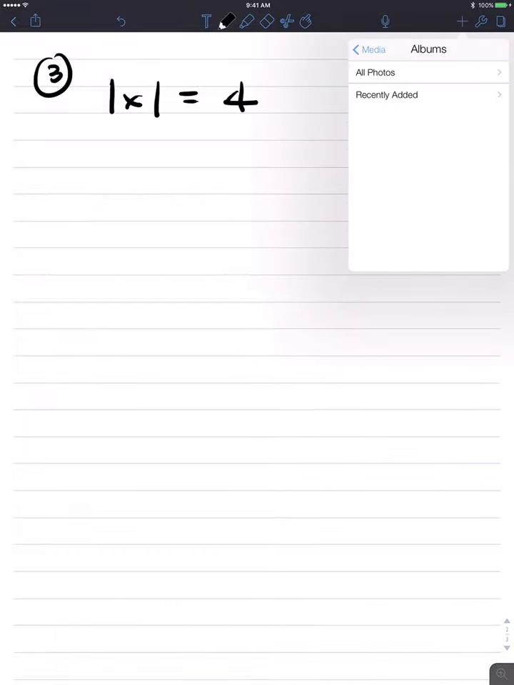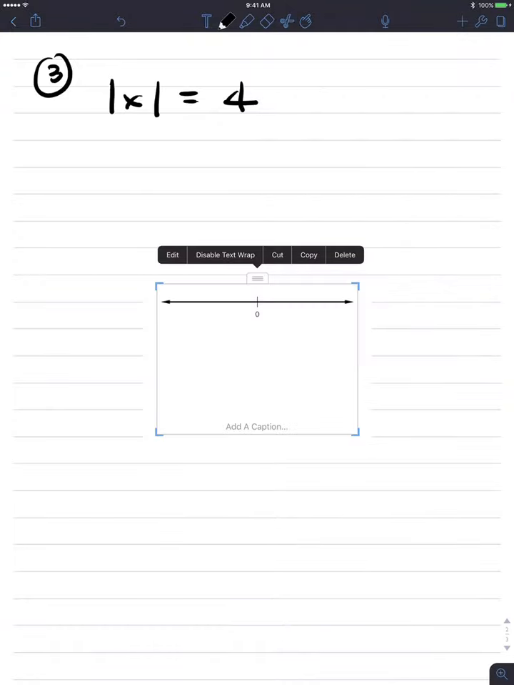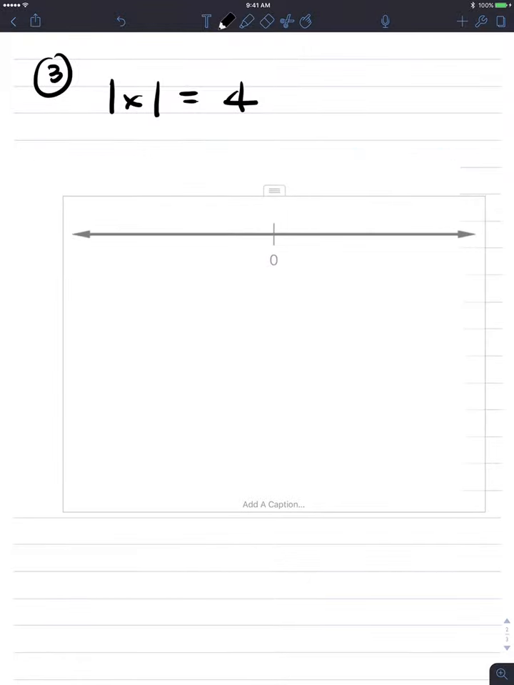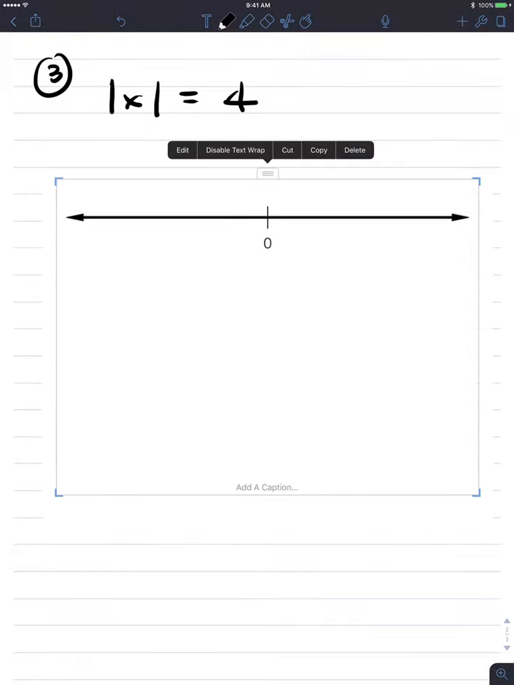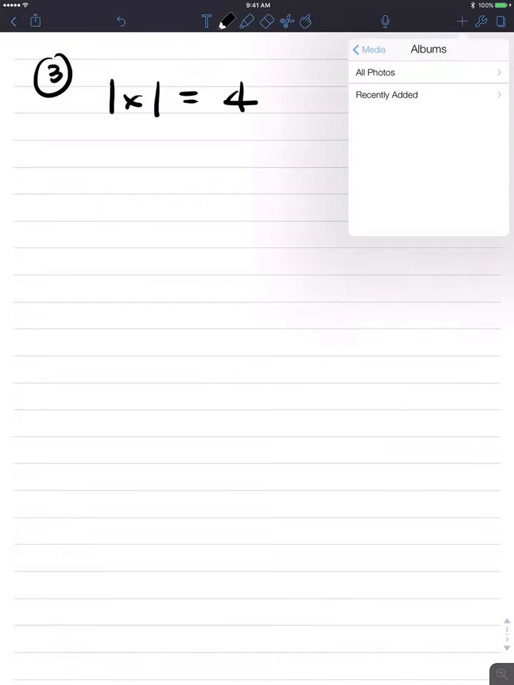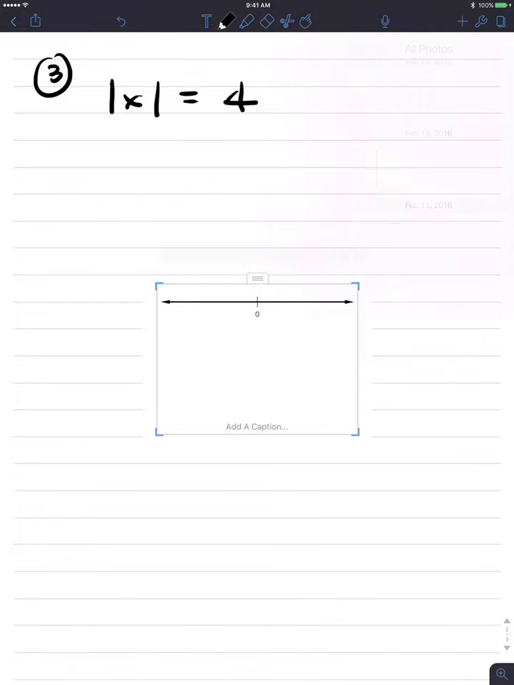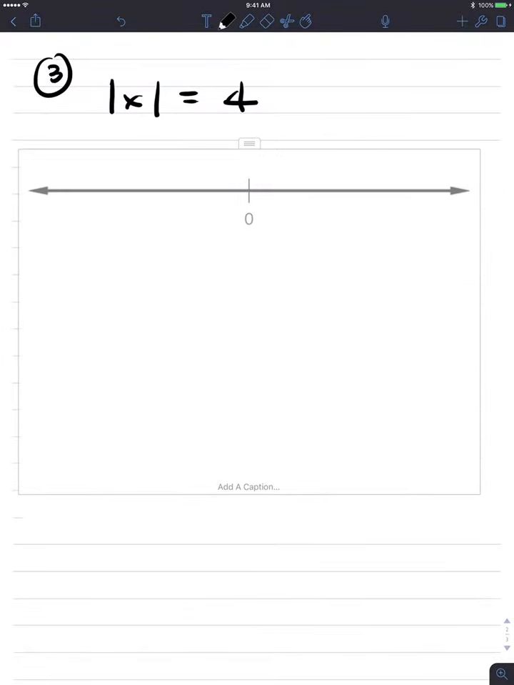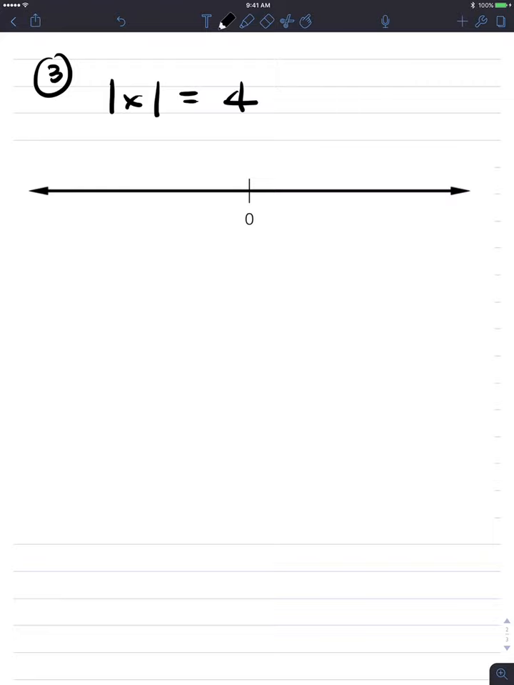Number 3 is the same type of question. We have the absolute value of x is 4. We could approach it the same way, meaning we're going to determine what numbers are simply 4 units away from the origin. And we notice here that there's actually two numbers. So let's get our graph. And let's take a look.